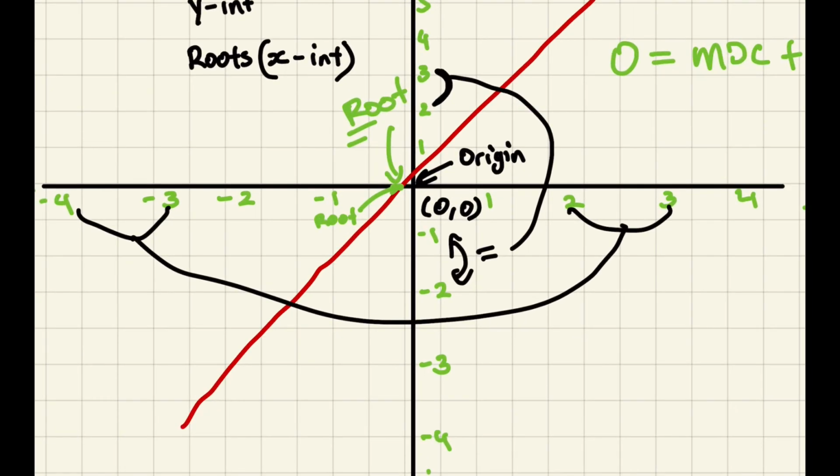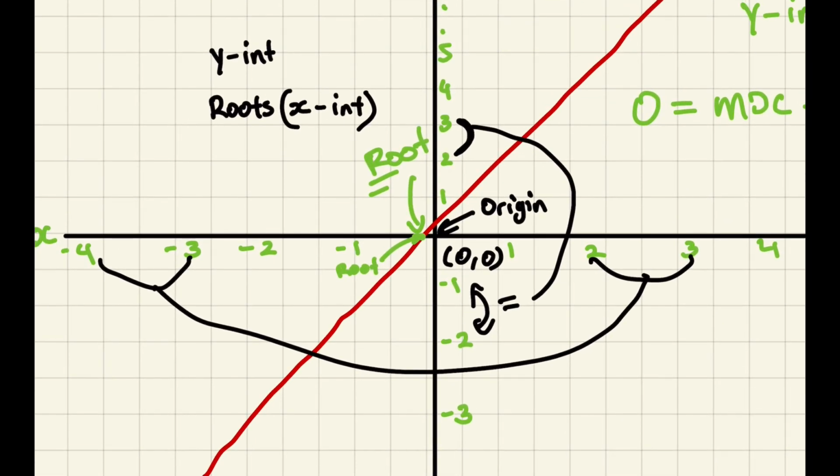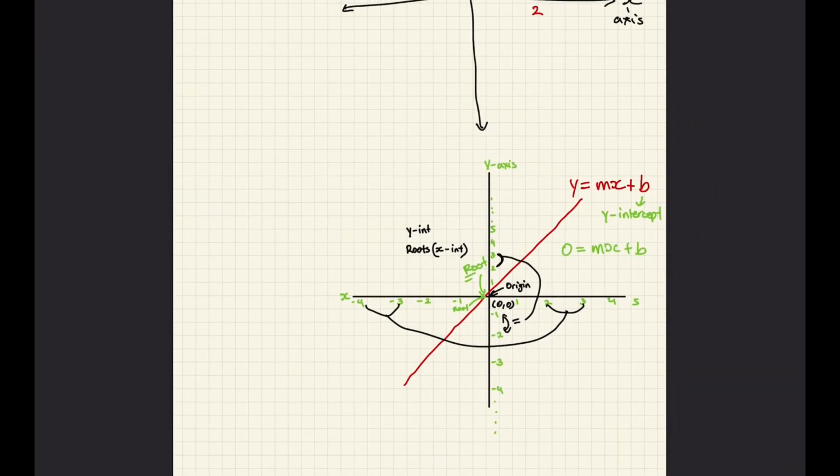Great. So you'll notice then, if we look back at our root, where the line crosses the x-axis is where y is equal to 0. So 0 equals mx plus b. We have substituted 0 into the y because that's the point at which we get the x-axis.